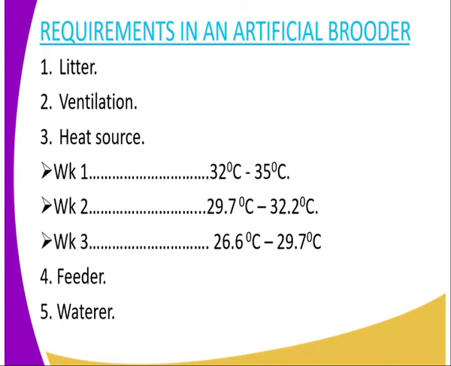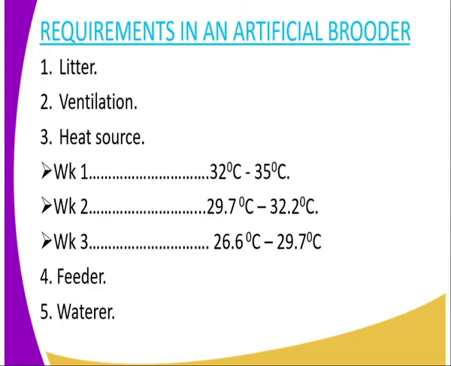You are supposed to make sure that in week one, the temperature should be adjusted between the range of 32 degrees Celsius to 35 degrees Celsius. Then in week two, you are supposed to make sure that the temperature is adjusted between 29.7 degrees Celsius and 32.2 degrees Celsius. Then we have week three. You're supposed to make sure that the temperature within the brooder is adjusted between 26.6 degrees Celsius to 29.7 degrees Celsius.